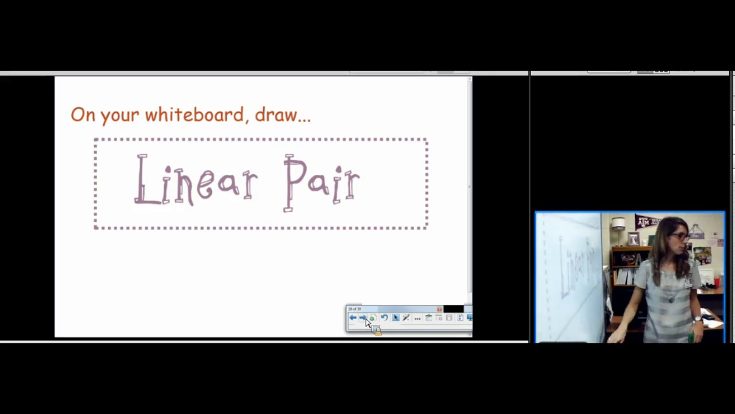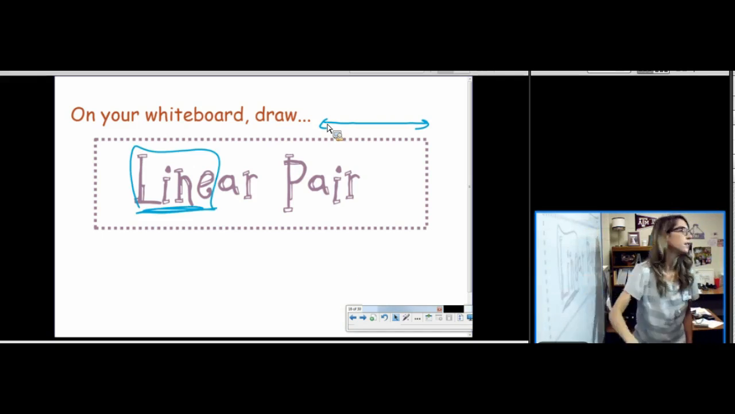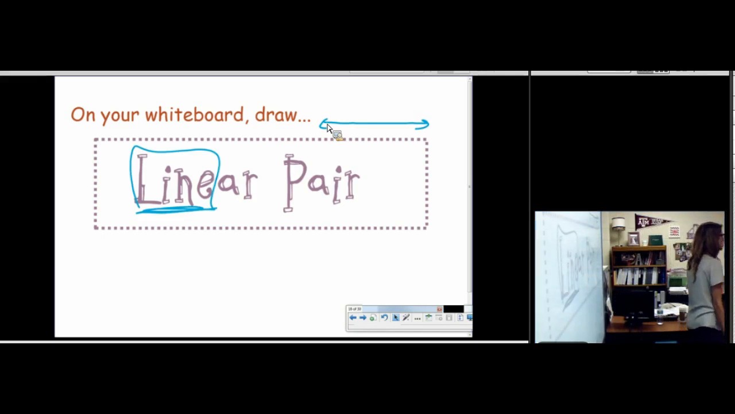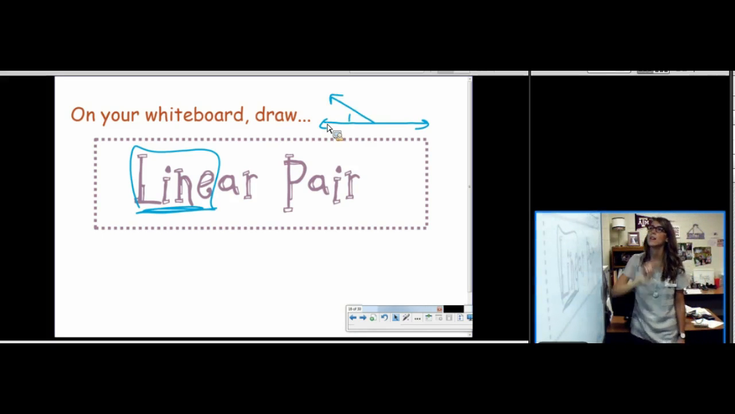So to draw a linear pair, everyone's drawing a line because we see the word line in linear. And then pair. We need to create two angles. You can put that ray wherever you want, wherever you feel like on that day. Angle 1 and angle 2 are a linear pair.